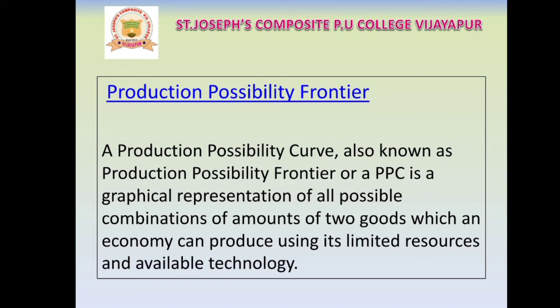So this is the production possibility frontier. That means the possibility of production can be expressed with the help of a graph or a diagram. So remember, the production possibility frontier is the graphical presentation of all the combinations of the amounts of two goods which an economy can produce by using its limited resources and available technology.